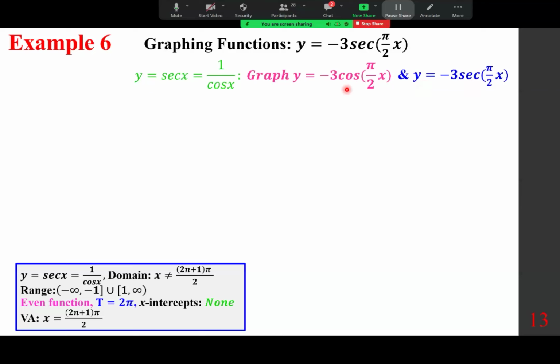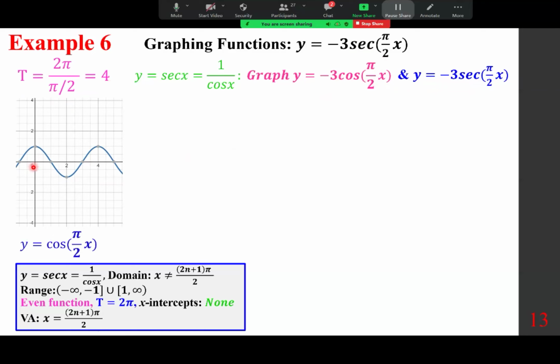So graph of y equals minus 3 cosine of pi over 2x will result in the graph of y equals negative 3 secant pi over 2x. So we are interested in this, and then we'll flip it over. So the period is 2 pi over pi over 2, which makes it 4. So a cosine function that instead of 0 to 2 pi goes from 0 to 4. Notice this is 0, this is 4. Let's just look at one complete cycle.